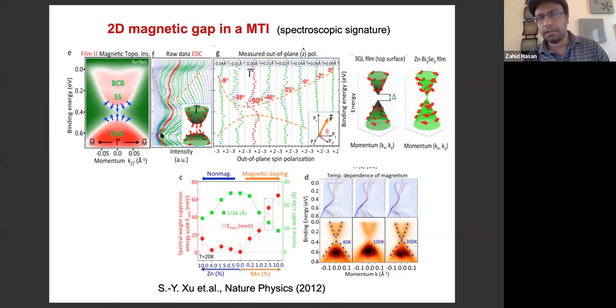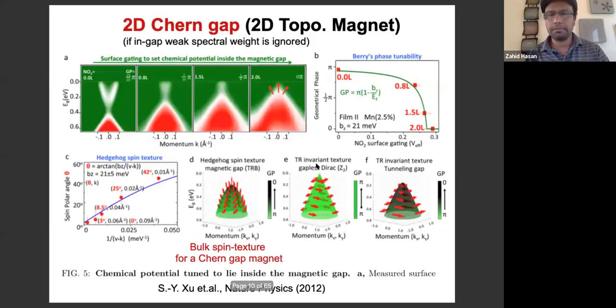We found that if the gap is not due to magnetism, then if you place your chemical potential near the gap, there is no spin polarized Fermi surface there. For example, if you have a thin film where top and bottom surface couple to each other, that also creates a gap, but its spin texture is very different from here. For example, here the polarization is up, here is down, here it is zero. So we do have a very clear spectroscopic diagnostic tool to identify Chern magnetism.